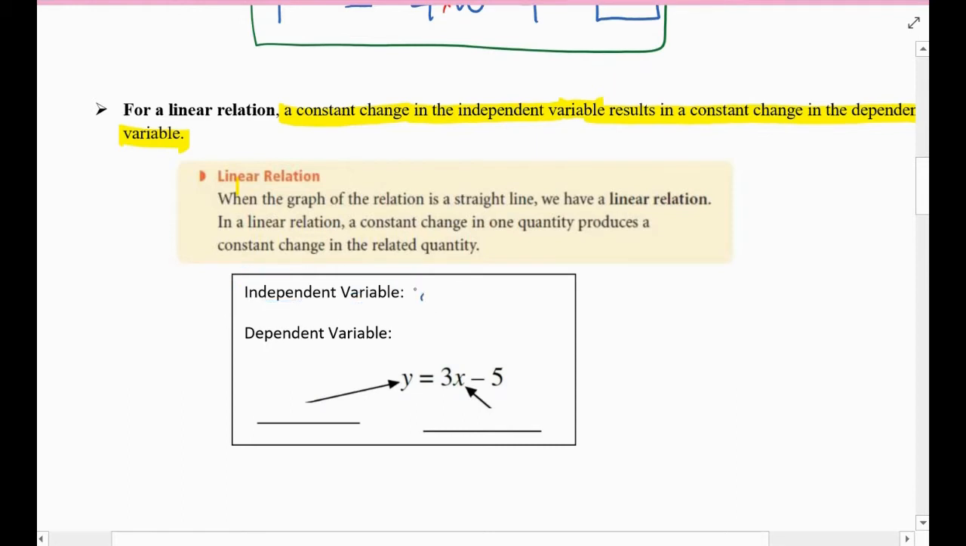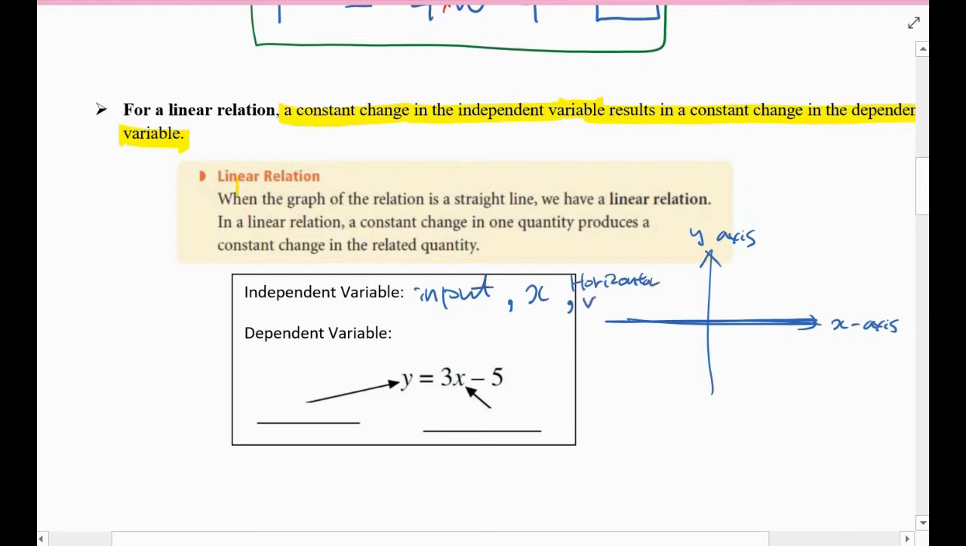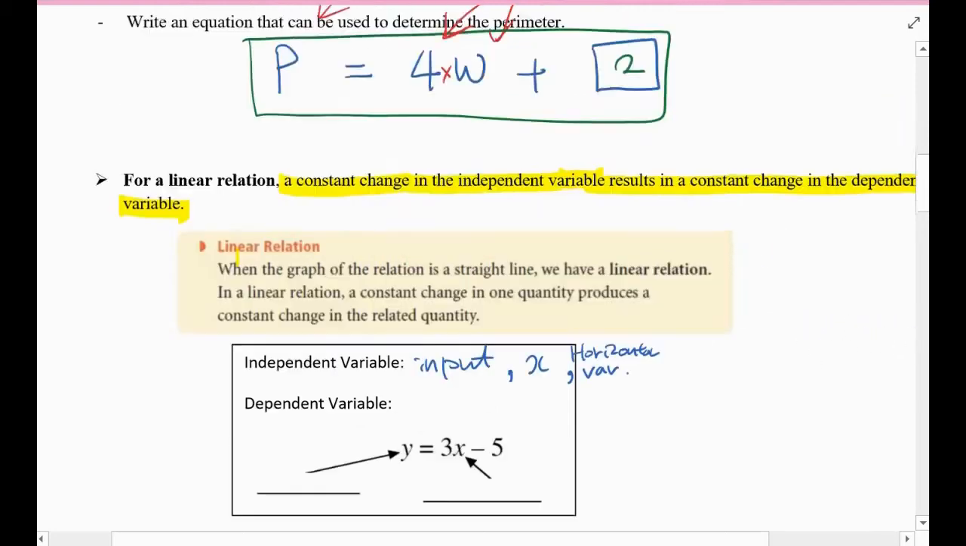So input, and input is usually x. X is the independent variable. When you draw the x-axis and y-axis, x is the horizontal variable, right? So the horizontal variable is an independent variable. And the dependent variable, the y value, changes depending on x, right? So the y value changes depending on x.